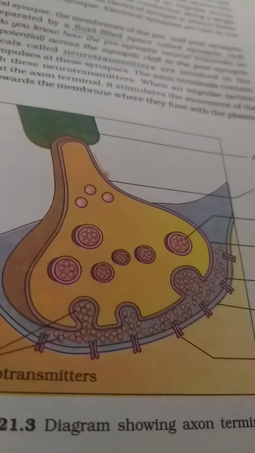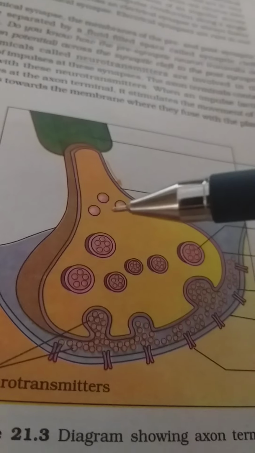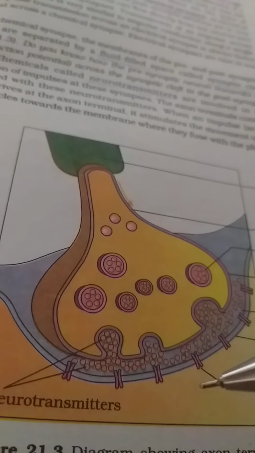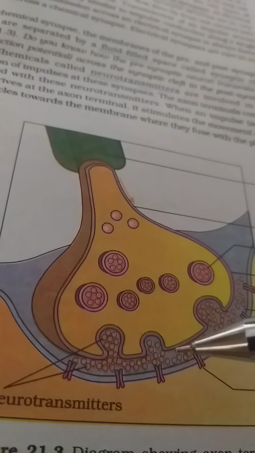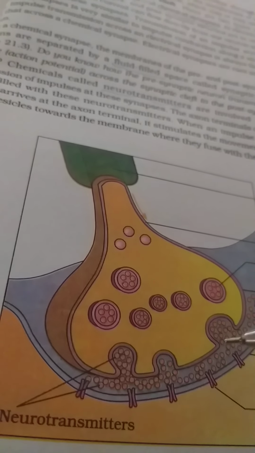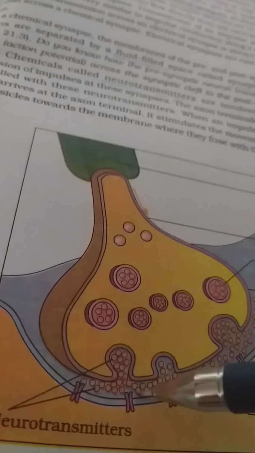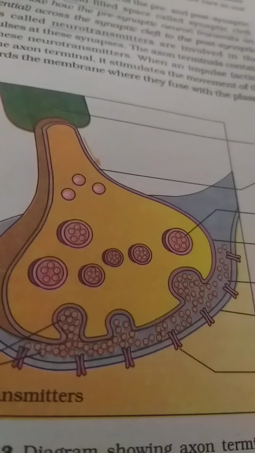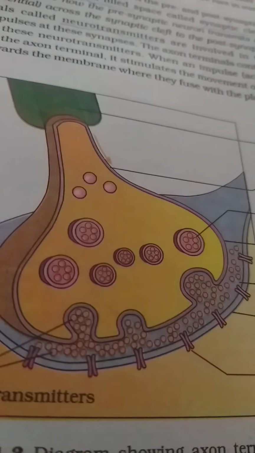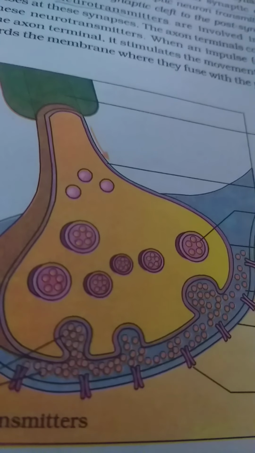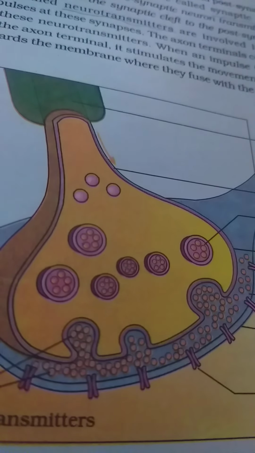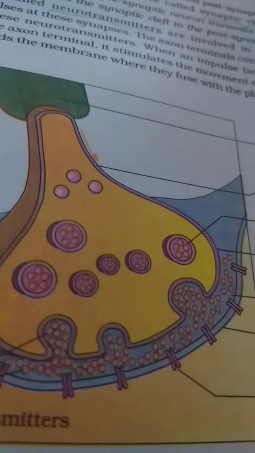That means the action potential is transmitted from the presynaptic neuron to the postsynaptic neuron through the synapse or synaptic cleft with the help of the neurotransmitter acetylcholine, which is a chemical substance. That is why it is called chemical synapse. In this way, the impulse is transmitted from one neuron to the next neuron through electrical synapses and chemical synapses.